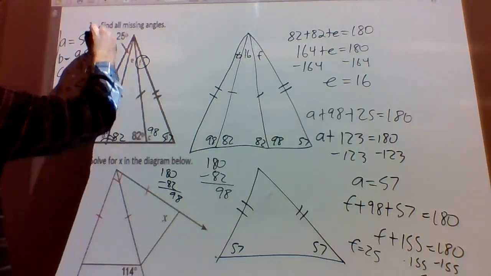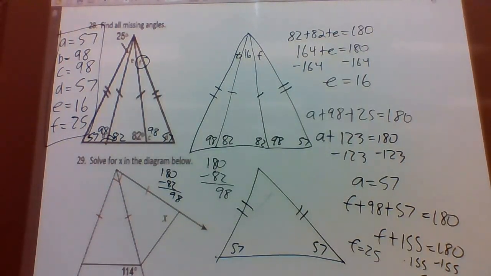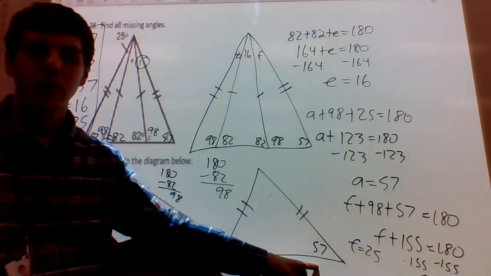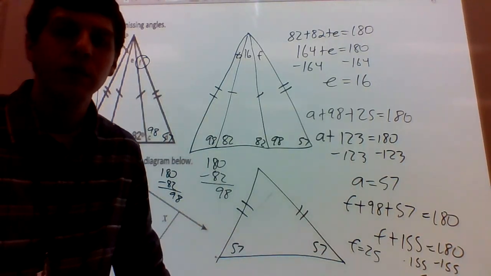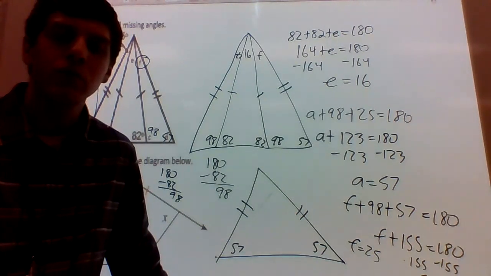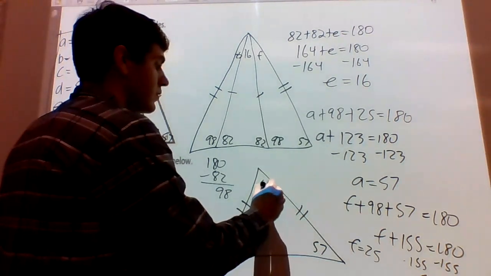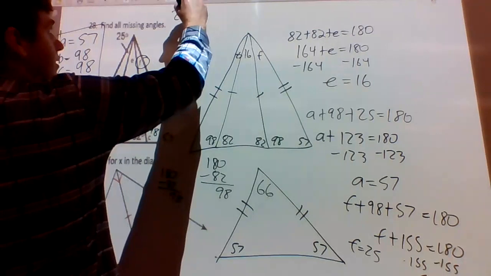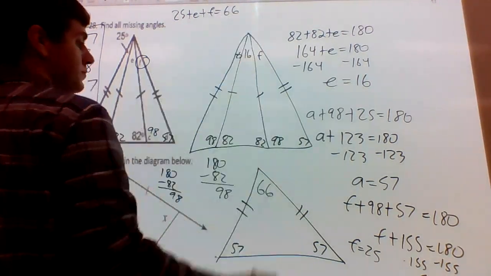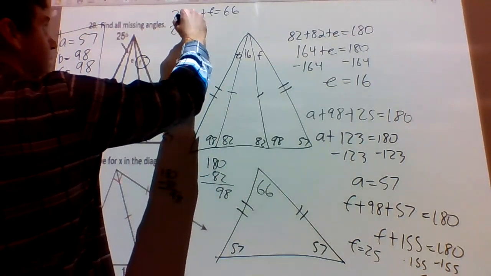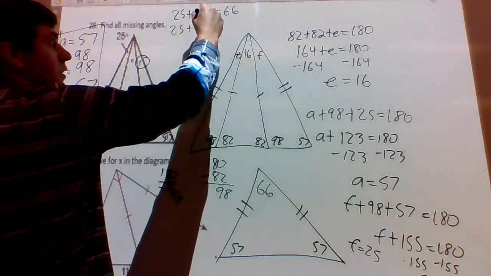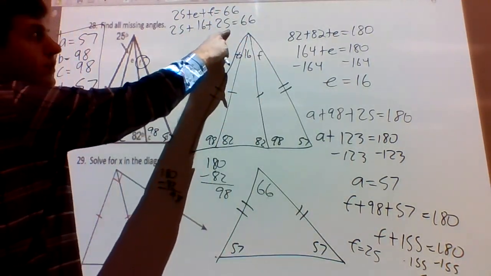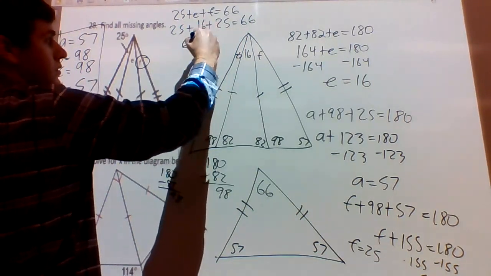And those are going to be our answers. We can check. One way to check is this triangle has to add up to 180. So if this is 57 and 57, that's going to be 57 plus 57 is 114. So this one is going to have to be 66. Okay, so 25 plus E plus F has to equal 66. 25, E is 16, F is 25. 25 and 25 is 50. 50 plus 16 is 66. So there's just a way to check our answer.